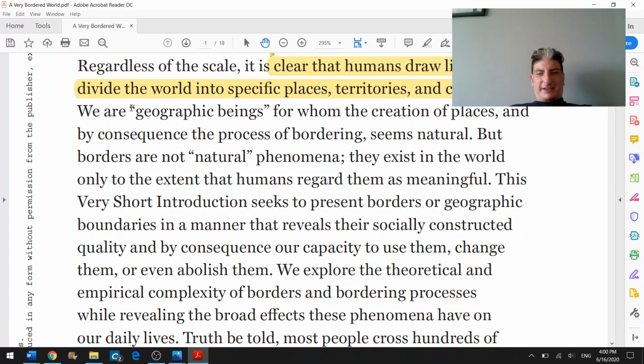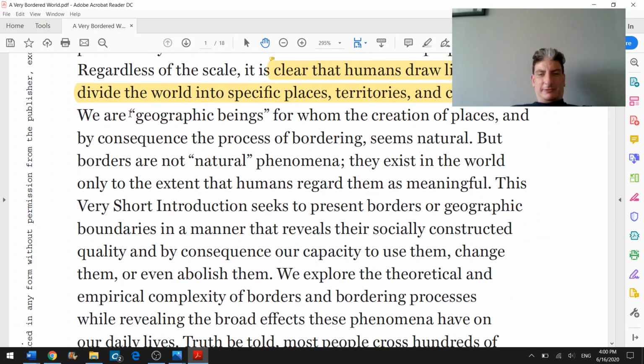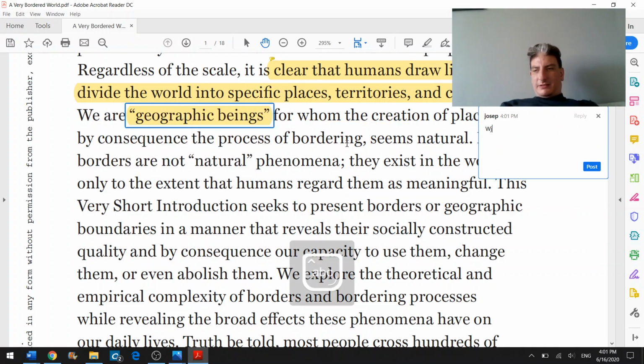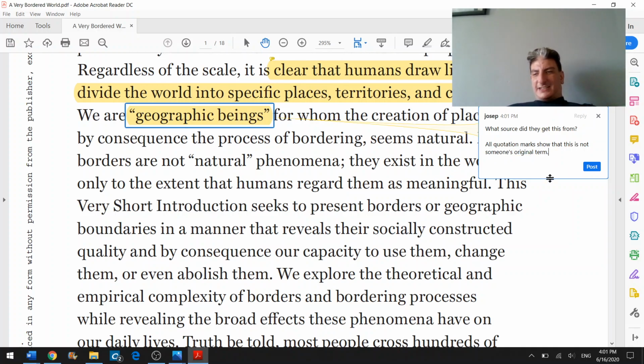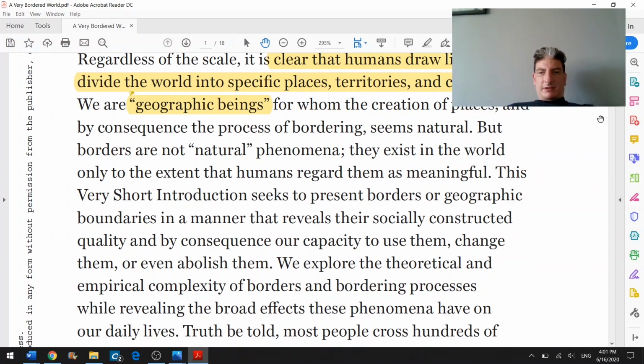We are geographic beings. Now, here's something I know. The moment they put this in quotation marks, I know they didn't come up with this. So I'm going to put: where or what source did they get this from? Remember, and you can write this down, all quotation marks show that this is not someone's original term. This is a specific term from a specific essay or book that they have read. Okay.